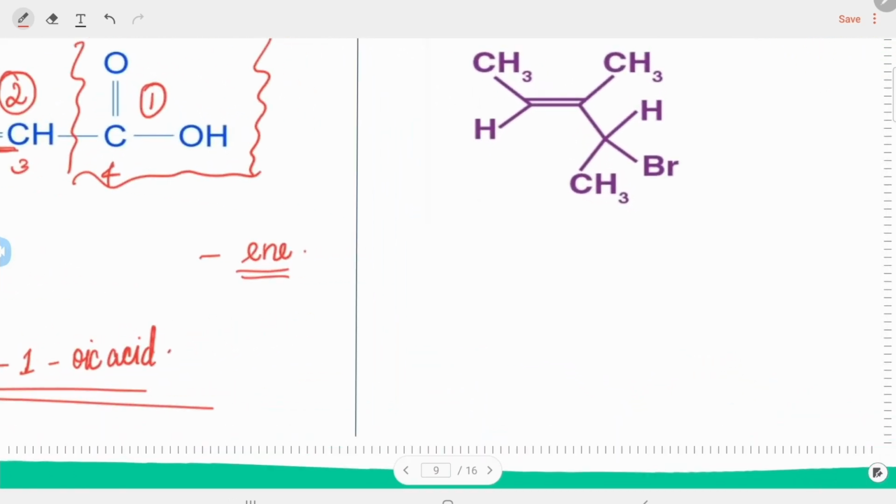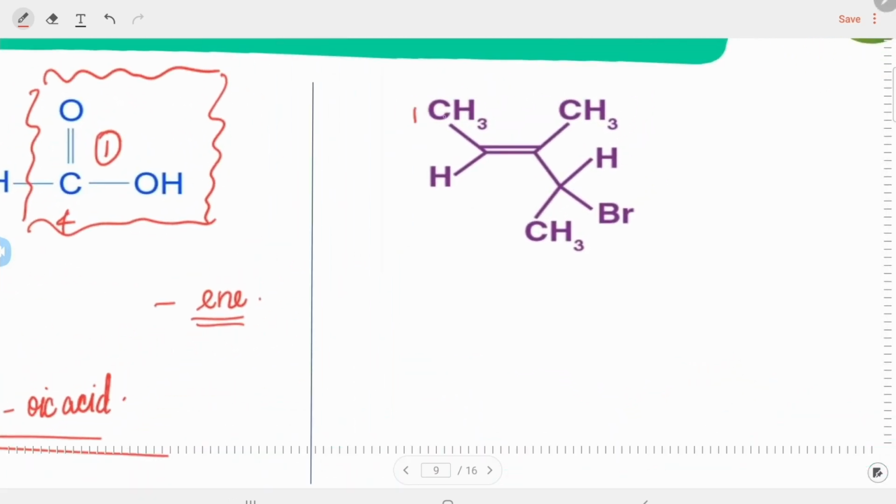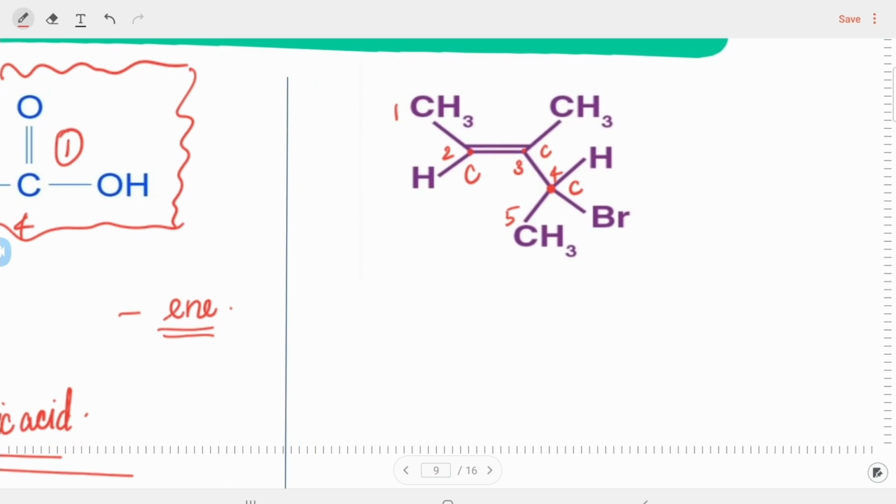And if we take this compound, there is 1, 2, 3, 4, 5, because this position contains a carbon and this position also contains a carbon, this position also contains a carbon. And in this case, if we are numbering like this, because this has the longest chain, we can't number 1, 2, 3, 4. That is only 4 carbons, but in this case we are getting 5 carbons. Therefore, the parent will be pentane.